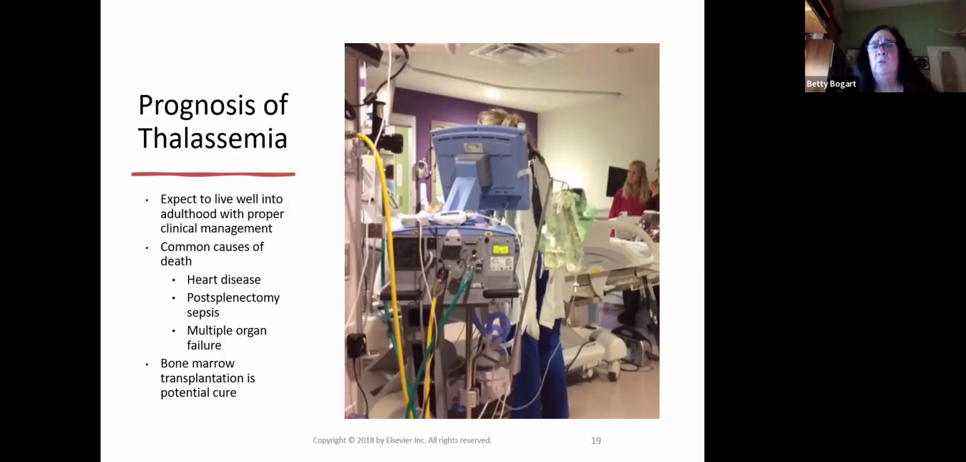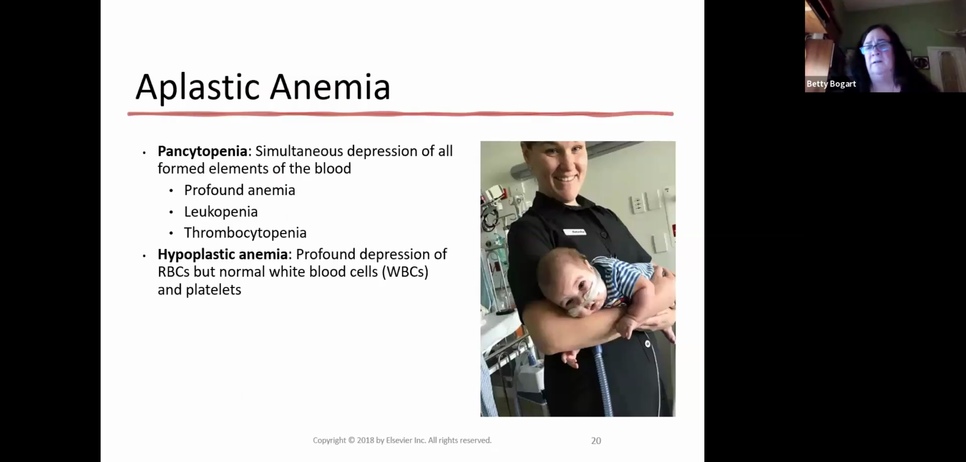As I said, they will sometimes take out the spleen, but again, they could go into post-splenectomy sepsis. They're immunosuppressed. All of these conditions are immunosuppressed, with multi-organ failure. They say maybe a bone marrow transplant. Again, it's really, really uncertain. So, aplastic anemia.